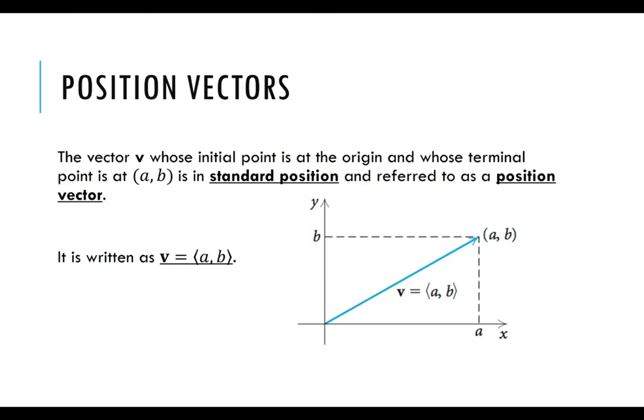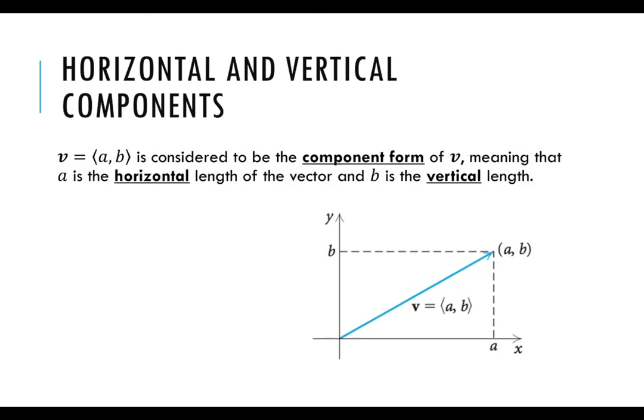Now, if you're not noticing, the reason that we're talking about these things in trig is because you're really going to be able to represent them using right triangles, and so that's why they come up now. So this vector v, being equal to the component vector <a, b>, is considered to be in what's called component form of the vector v, meaning specifically, like I said, that a is the horizontal length and b is the vertical length.